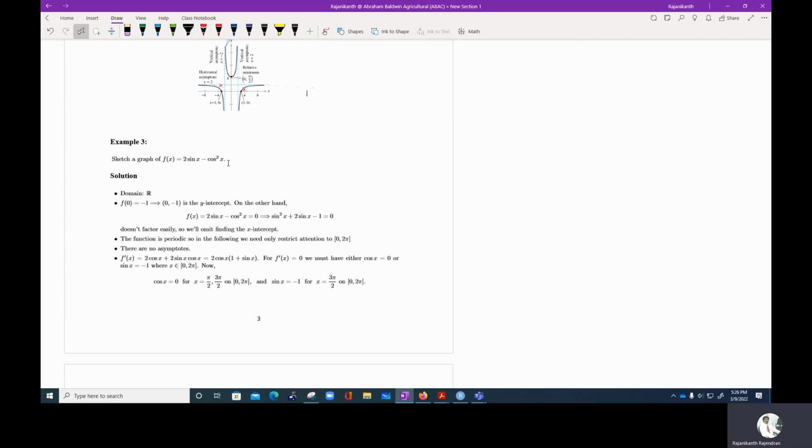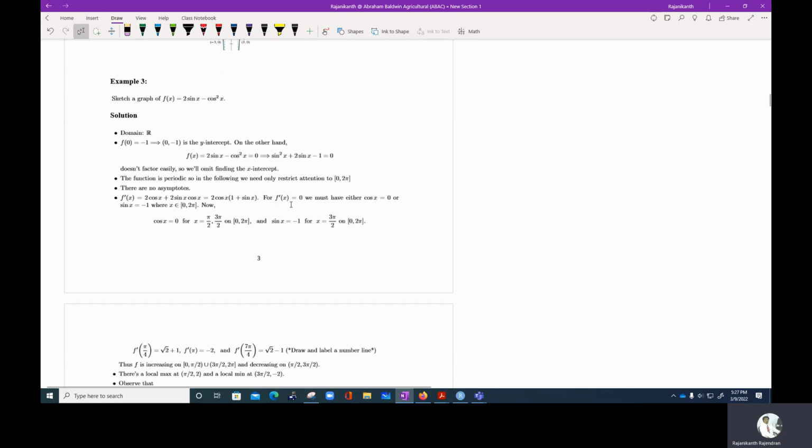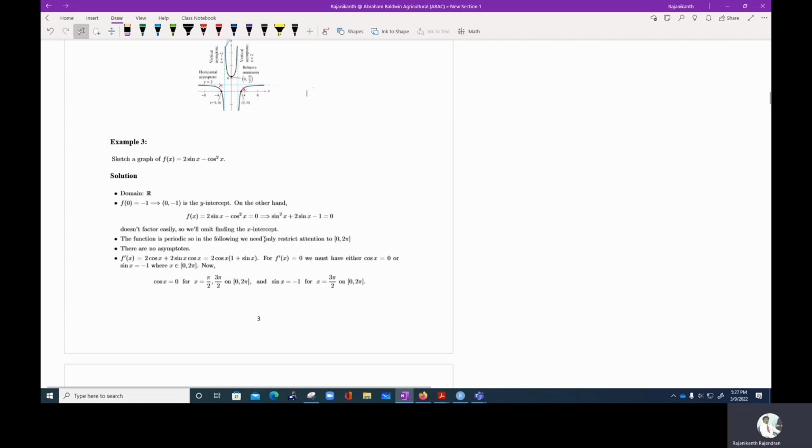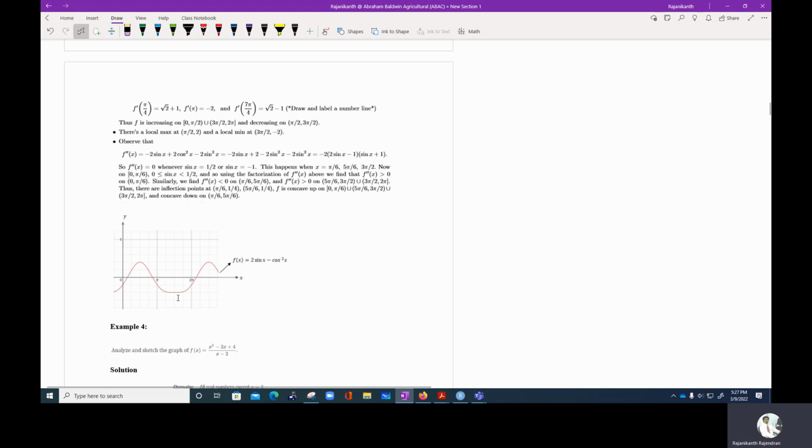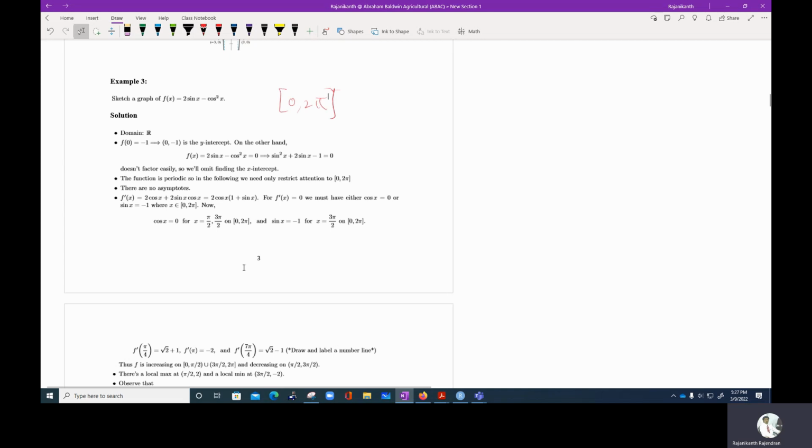So you could skip that part. So find the first derivative and set it to 0 to find the possible critical values. The question is, we are drawing the graph for 0 to 2 pi. After that, you could extend that function outside. So again, same thing, setting to 0 and solve for x.